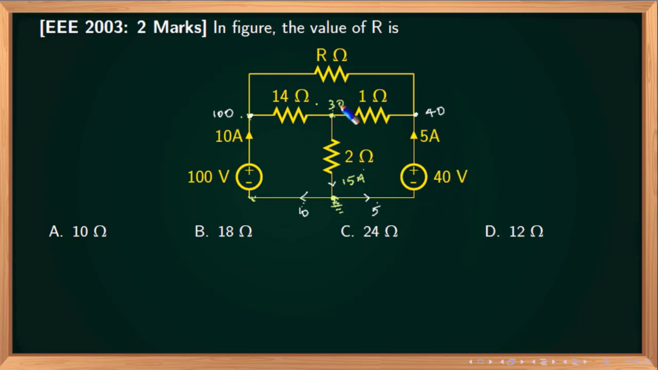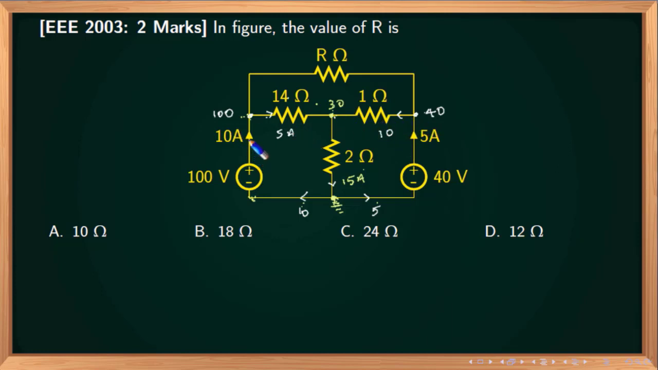Since I have taken this as ground and this is 0, this is 100 and this must be 40. Now since this potential is 30, the potential drop between these 2 points will be 100 minus 30, which is 70. So this current must be 70 divided by 14, which is 5 amperes. Similarly, current flows from higher potential to lower potential. This is 40, this is 30. So this current must be 10, right? This current must be 10.